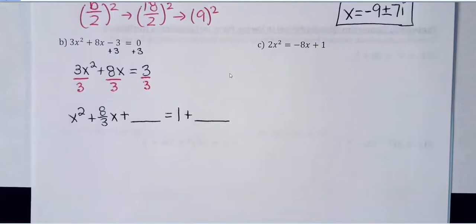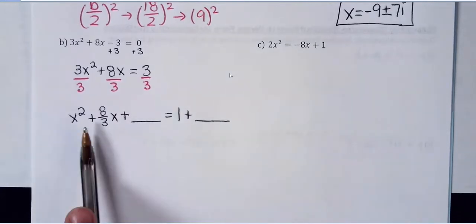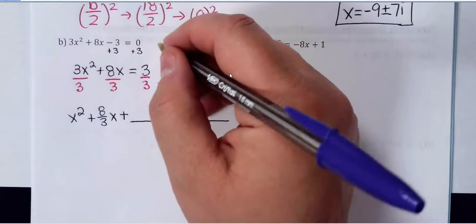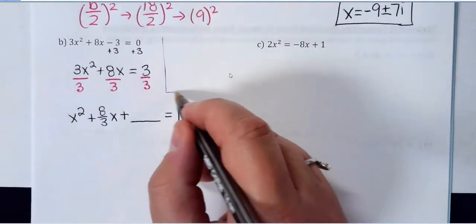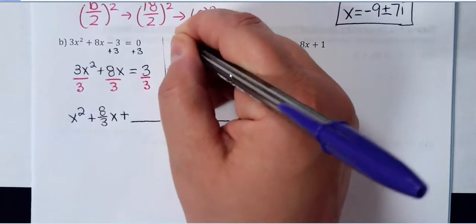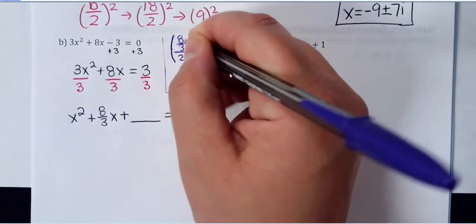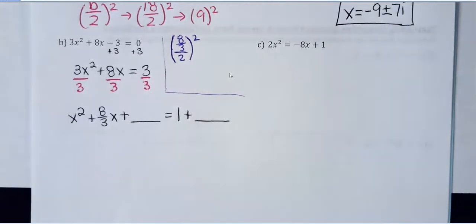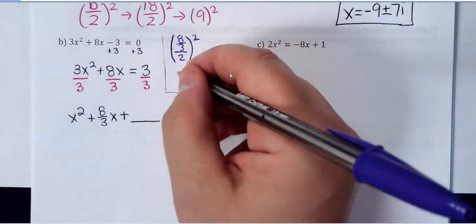Now, I don't think we had anything like this when we did completing the square the other day. So, still the b value. I'm just going to make myself a little space up here. Still the b value, which is 8 over 3. That whole thing divided by 2 squared. Right? Kind of garbagey looking. All right, now, are you guys okay? Okay, you could do this on your calculator. I'm going to show you how to do it by hand real quick.